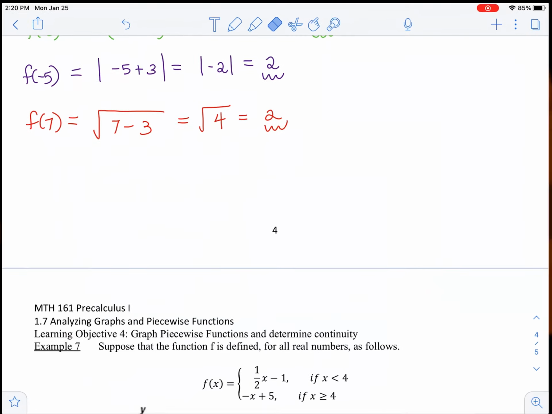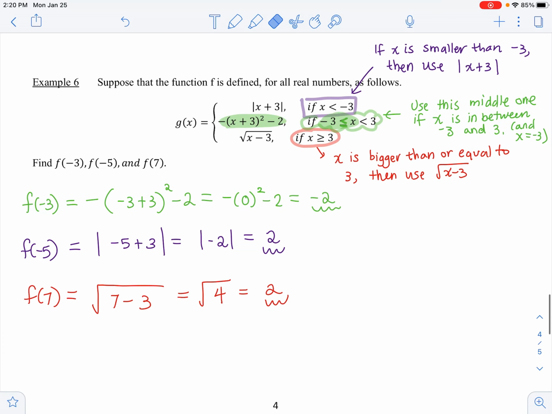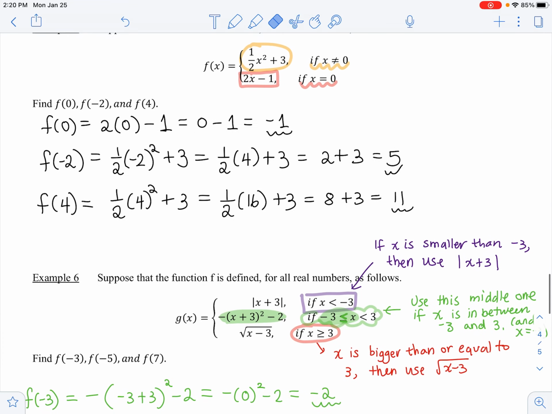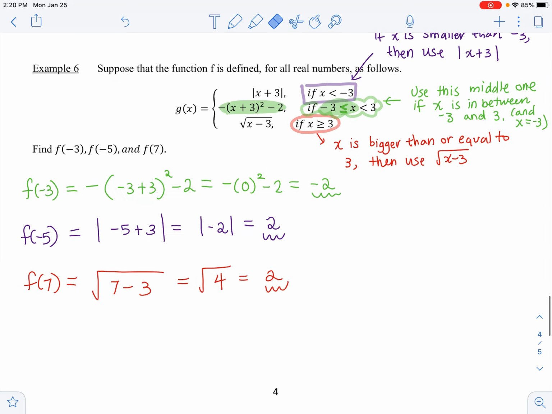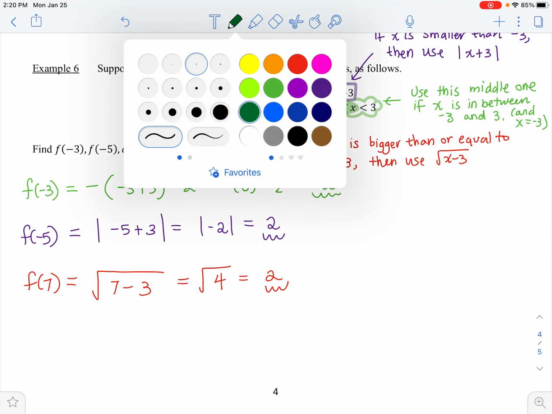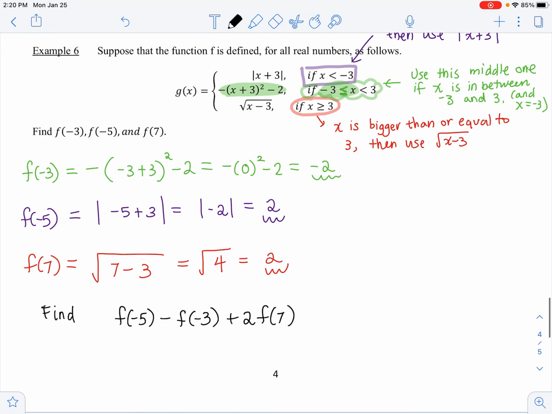Alrighty, in this video we will graph piecewise functions. In the previous video we did evaluate piecewise functions, but I did want to add one more question. I may ask you to find something like this on your daily problem or on your exam. Find f of negative 5 minus f of negative 3 plus 2 times f of 7. What if I ask you something like that?